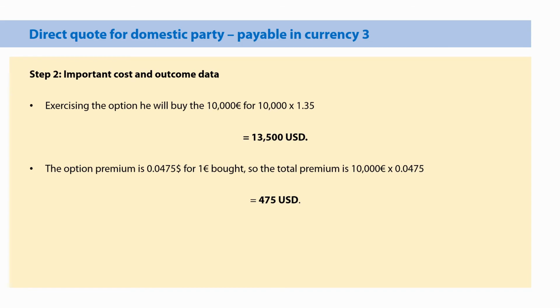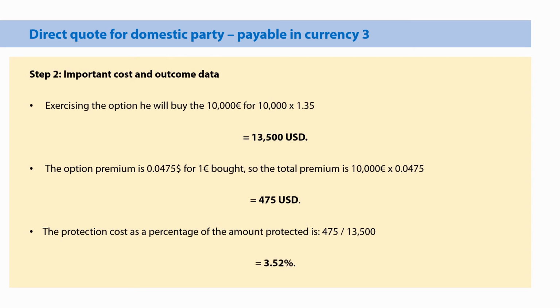In the first example, we translated the premium because the premium was in the other currency for the German company. And the protection cost as a percentage of the amount protected, the protection cost is 475. The amount protected is 13,500. Both is in the same currency. Make sure that you make that calculation in the same currency. And that would be 3.52, which is pretty high, by the way, but that's a different topic.